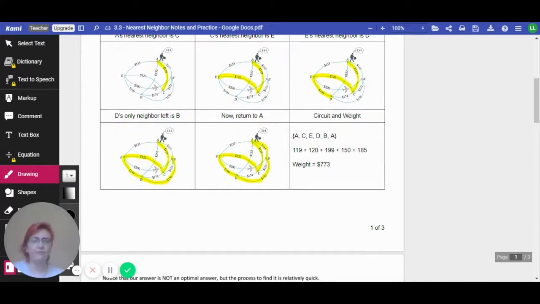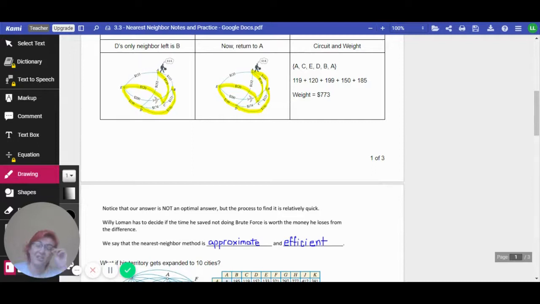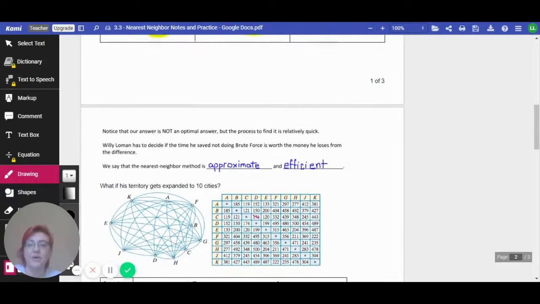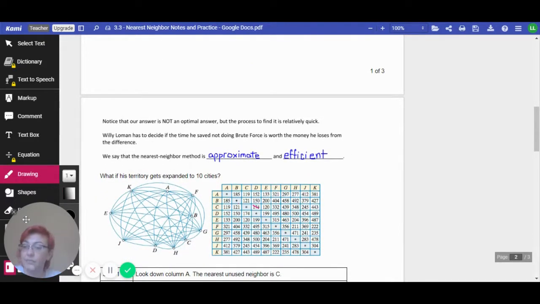But wait a minute. Brute force told us that 676 was the optimal tour. Well, yeah, our answer isn't optimal, but the process was quick. So Willy Loman, our traveling salesman, has to decide if the time he saved by not doing the brute force algorithm is worth the money he's going to lose from the difference. We say that the nearest neighbor method is approximate and efficient, as opposed to brute force, which is optimal and inefficient. All right, so let's take a look at what happens if the territory gets expanded to 7 cities.